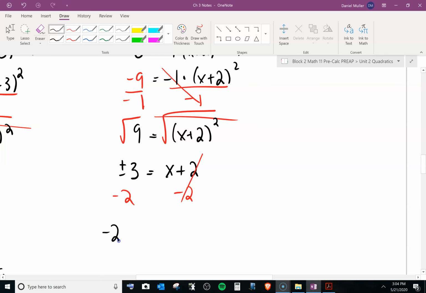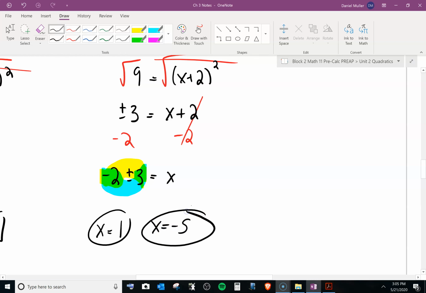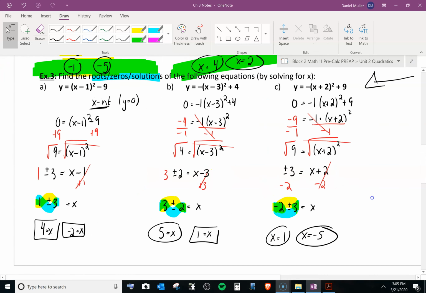So I've got a -2, and then a plus or minus 3, and there's an x. So what do I have here? I got to be really careful. So I've got a -2 and a positive 3. That's going to be 1. -2 plus 3 is 1. And then I've got a -2 and a -3. -2 and -3 is -5. There we go. So these are written a lot neater in the notes, so you can take a look at those.